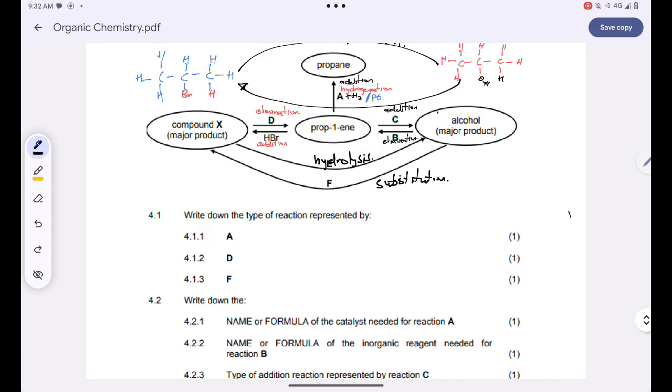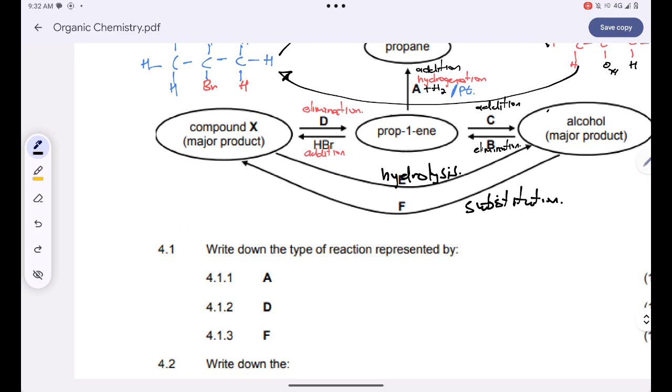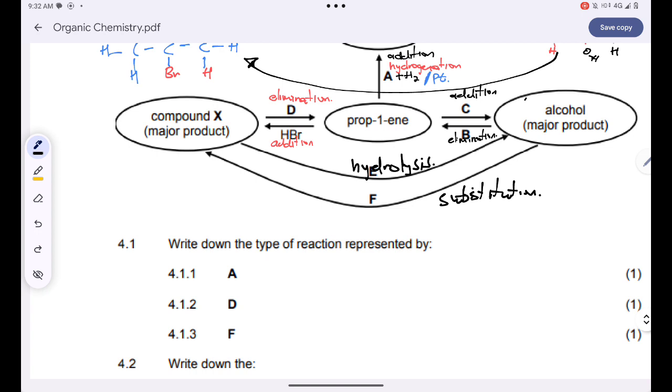We must write down the type of reaction represented by A. Where is A? We are moving from propene to propane. The type of reaction represented there is addition, and the type of addition reaction is hydrogenation, because we need to add hydrogen to move from propene to propane. Reaction D is elimination.